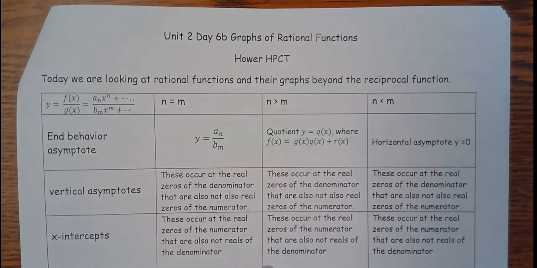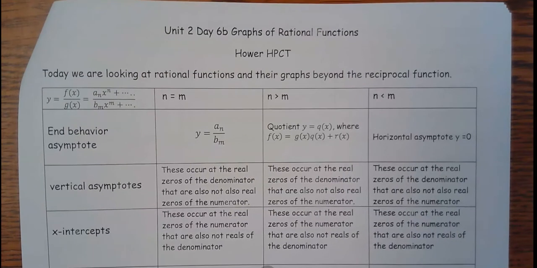Okay, Unit 2, Day 6b, we are going to work on graphs of rational functions. So these are the harder types. Yesterday we did kind of simpler types of rational functions. Today it's going to get a little crazier, but not too bad. I think it's still manageable. So just remember some of these things.